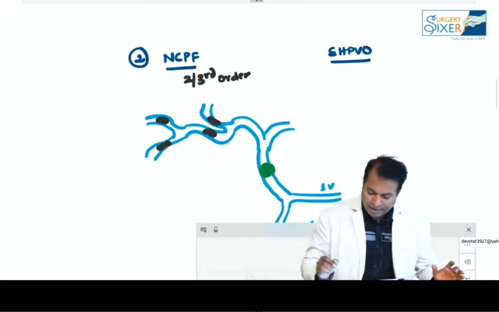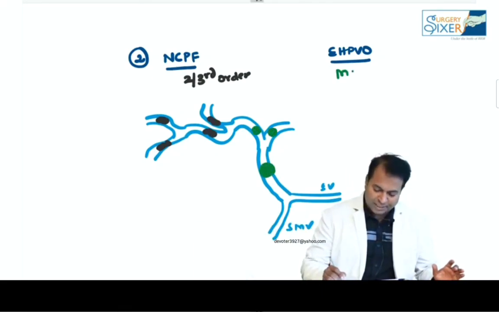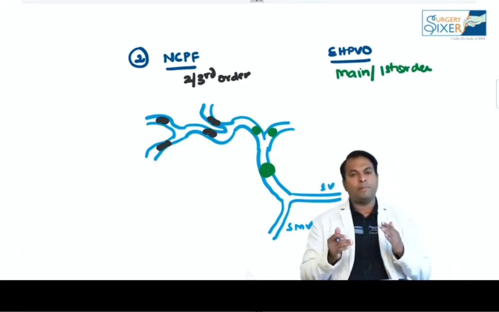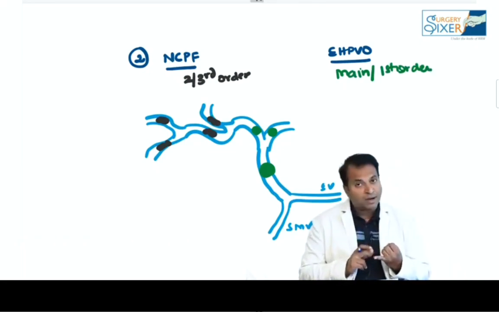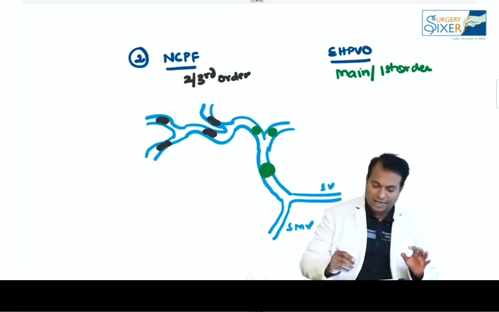In EHPVO, the main portal vein or the first order portal vein is obstructed. Main or first order portal vein getting thrombosed or some obstruction. So please understand, these are two important pre-sinusoidal causes. NCPF, that is second and third order getting fibrosed. In EHPVO, the main portal vein and the first order getting thrombosed or obstructed.